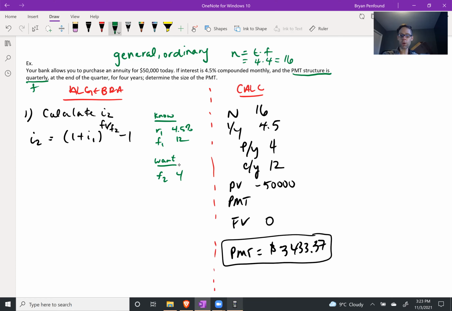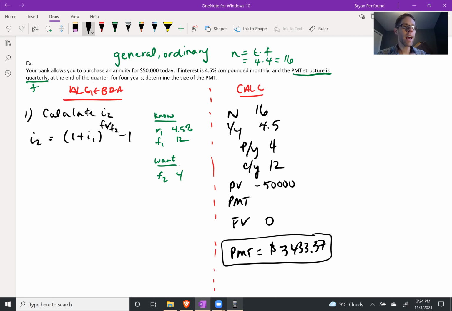So Alexander has actually posted something in the chat that's really important and might be helpful for you to write down. F1 always refers to the compound frequency in the I2 formula. And F2 always refers to the payment frequency in the I2 formula. Okay, that's how I always think about it: F1 as the compound frequency and F2 as the payment frequency.